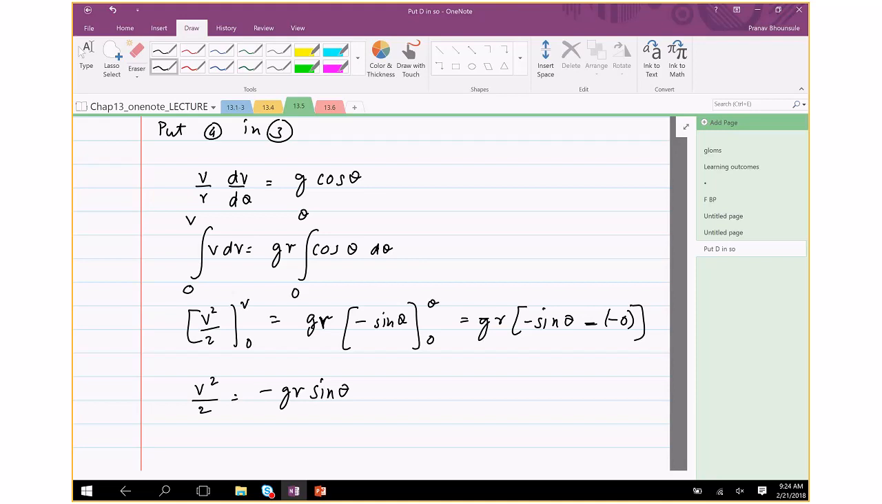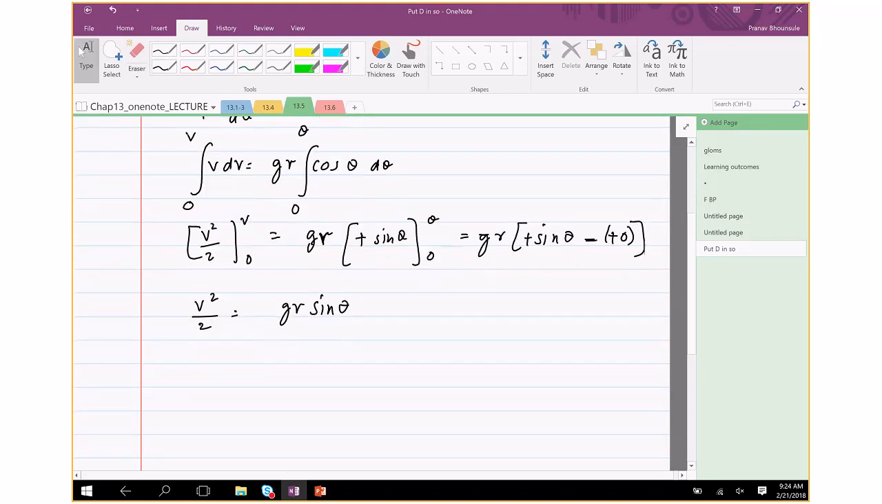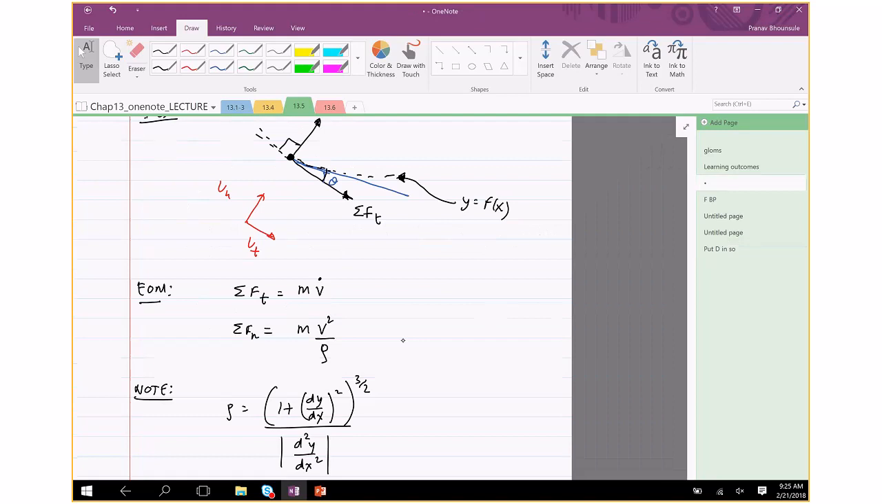Is that right? Is the integral of cosine theta sine theta? No, it is right. It's positive. Okay, that looks right. Otherwise I would have got a negative velocity, I mean the square root of a negative quantity, which doesn't make sense. So v square is 2gr sine theta.